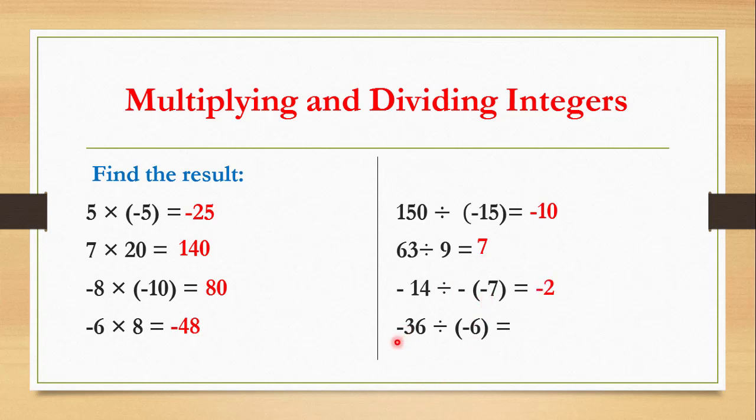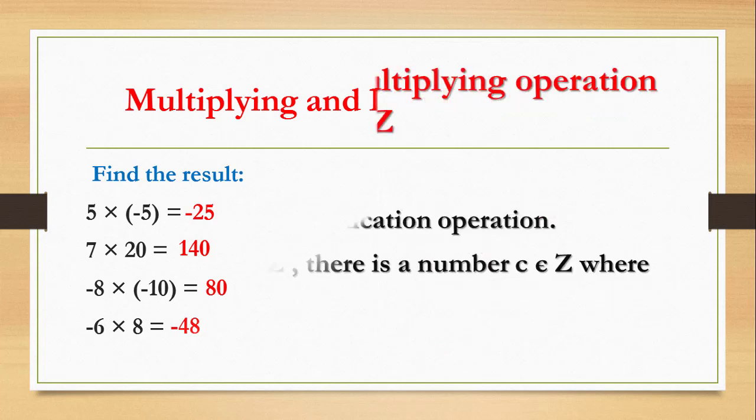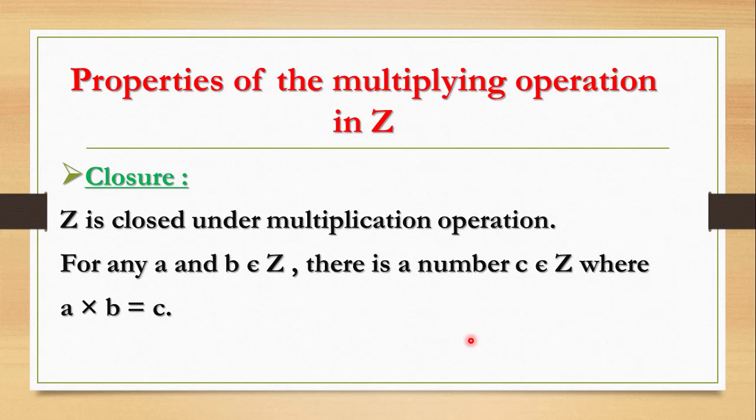The last one here we have negative 36 divided by negative 6. The two signs here are the same, negative and negative, so the result will be positive. 36 divided by 6 is 6, so the result is 6. Okay, let's discuss the properties of the multiplication operation in Z.